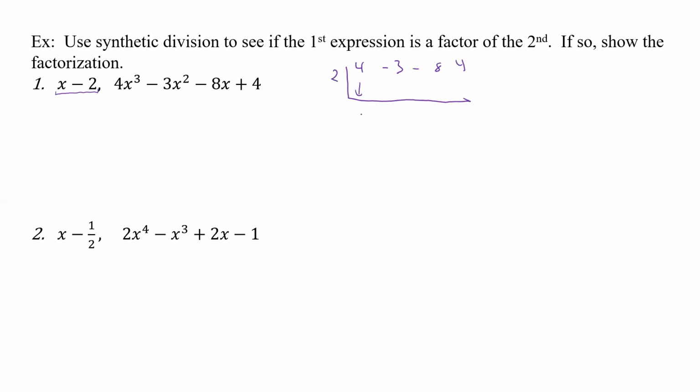So now we bring that down. That's 4. 2 times 4 is 8. 8 minus 3 is 5. 2 times 5 is 10. 10 minus 8 is 2. 2 times 2 is 4. 4 plus 4 is 8. That's a remainder. It doesn't have a nice even 0 there, so it's not a factor.